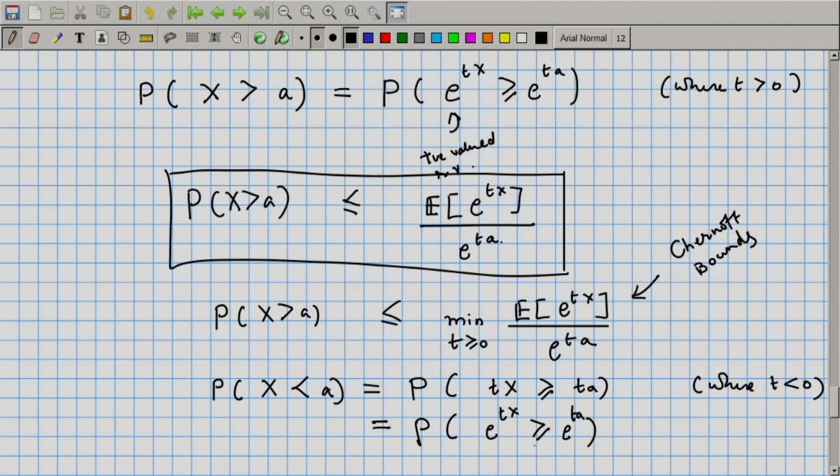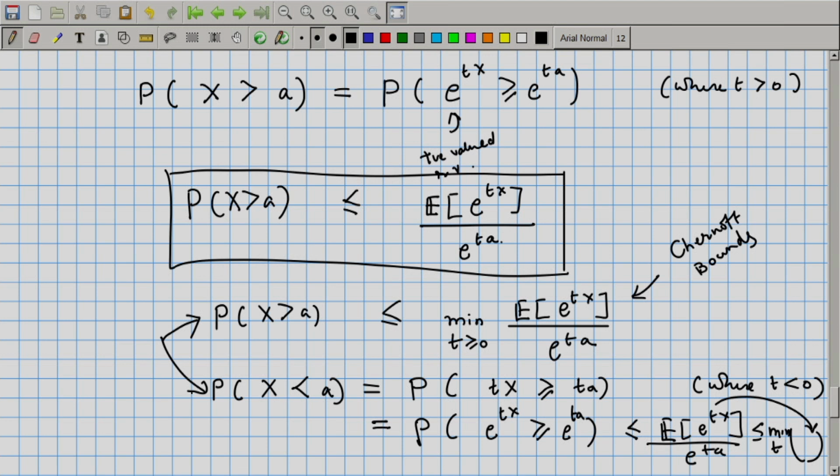Now, e raised to tx is always a positive valued random variable, and therefore, we can say that this probability is less than or equal to the expectation of e raised to tx divided by e raised to ta. Again we can minimize, so this is less than the minimum over all values of t of this expression. Okay. So, these bounds are what are called Chernoff bounds. They can apply both in the case where x is greater than a and x is less than a, and for any random variable x.